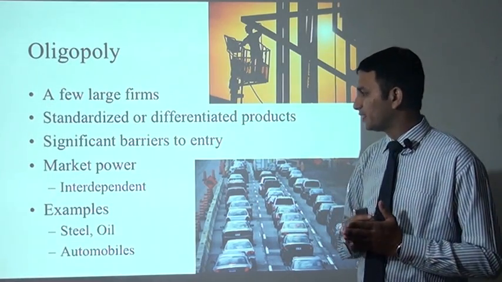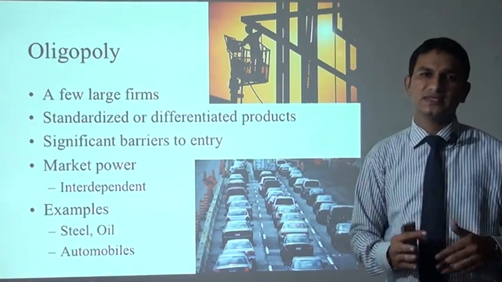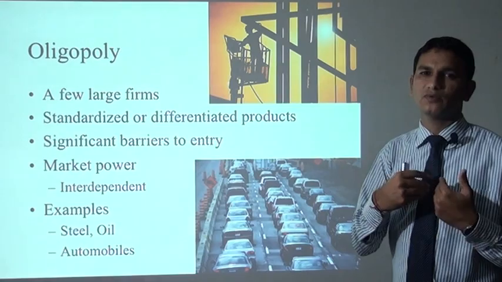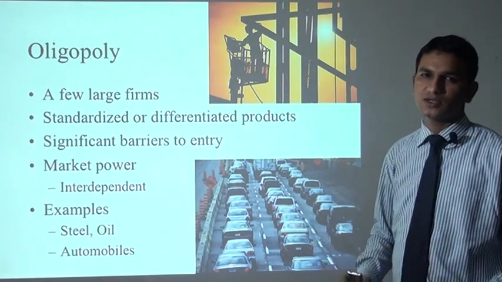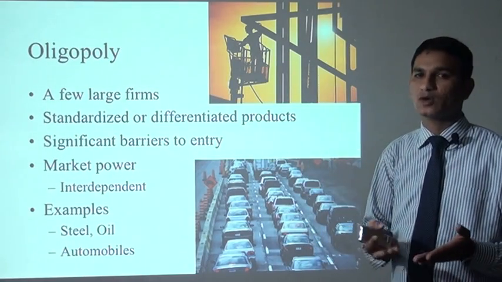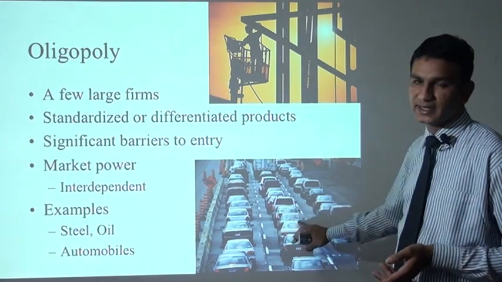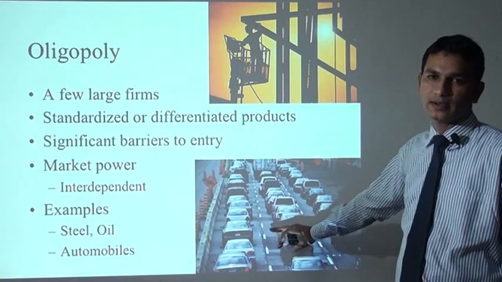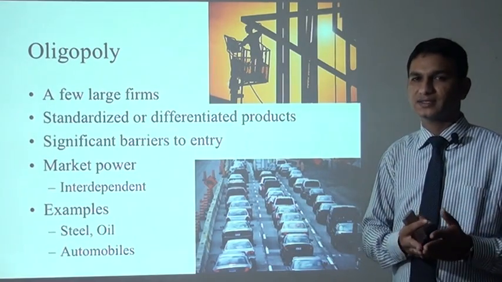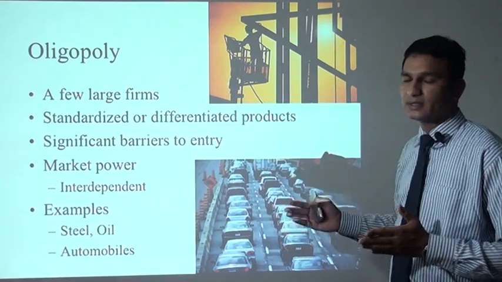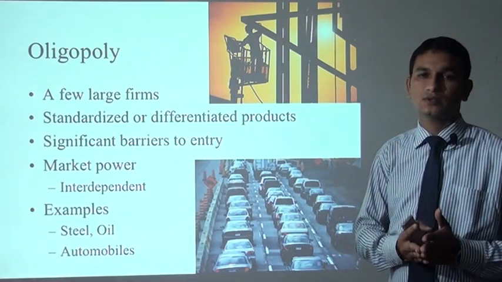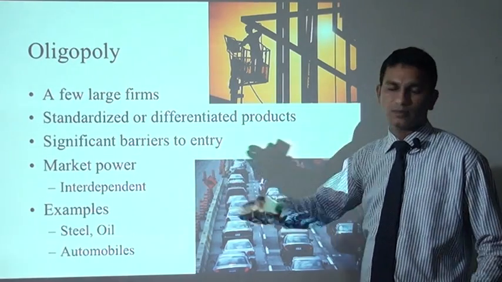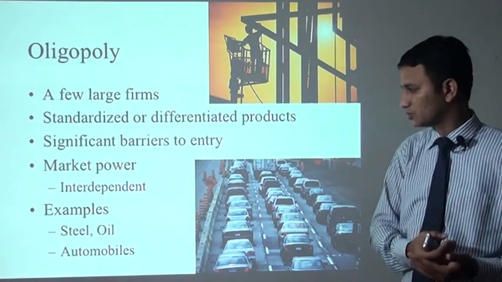Again, market power is interdependent, meaning one firm is dependent on another firm, right? For example, if one firm increases the price, other firms may or may not increase it. They are mutually decided by each other. For example, here Hyundai or Tata. If Hyundai increases the price of cars, right, then Tata will also increase the price of cars, right? So we can say that Tata and Hyundai are interdependent.